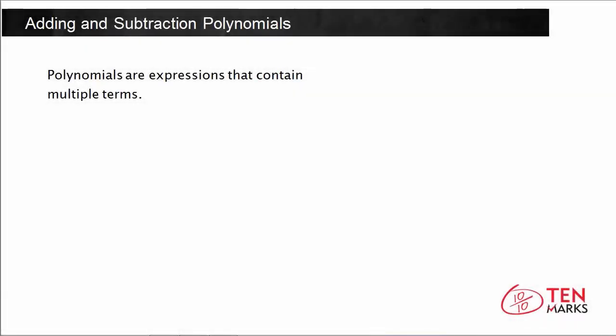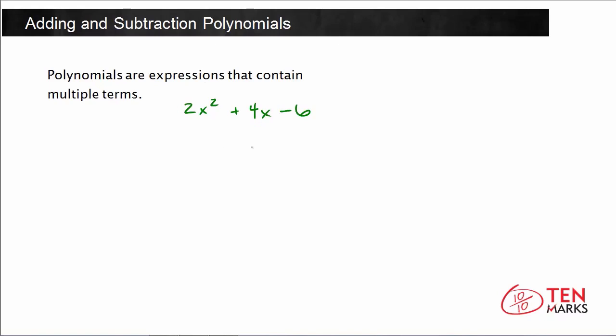In this lesson, you will learn how to add and subtract polynomials. Polynomials are expressions that contain multiple terms. For example, the expression 2x squared plus 4x minus 6 is a polynomial expression. As you can see, there are terms that have exponents, so we have x squared, you have variable terms like 4x, and you have constant terms like 6. On top of that, you have coefficients like 2 and 4, which are multiplied by the variables.